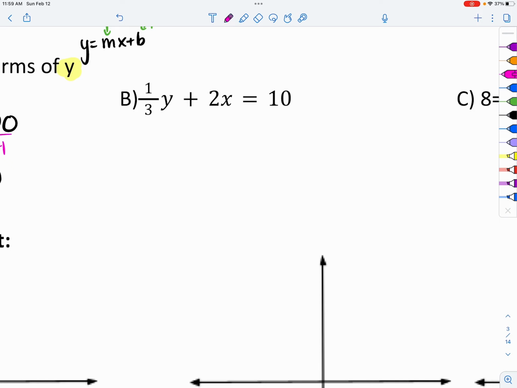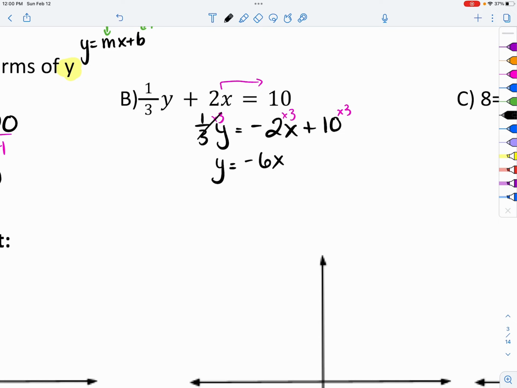Second one, I have 1/3 y. I want to move my x term to the other side. And again, I like to put the x in front of the number just to keep it in that mx plus b form. Now to get rid of 1/3 y, I just want a single y. I can multiply by 3. It's the same concept as clearing of fractions that we've looked at in our grade 9 review. 1/3 times 3 is just 1. -2 times 3 is -6. And 10 times 3 is 30.